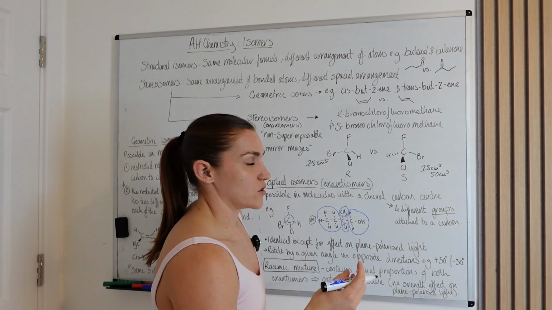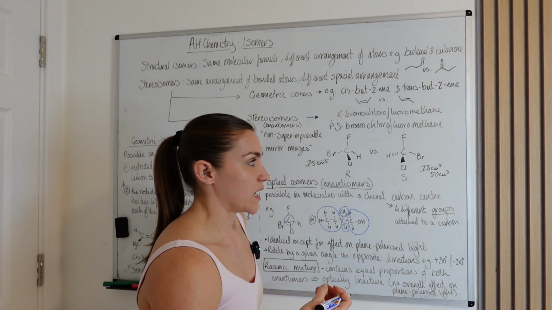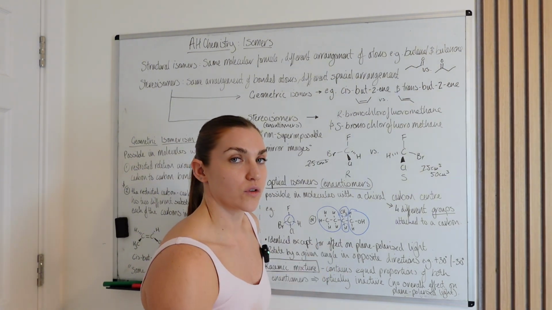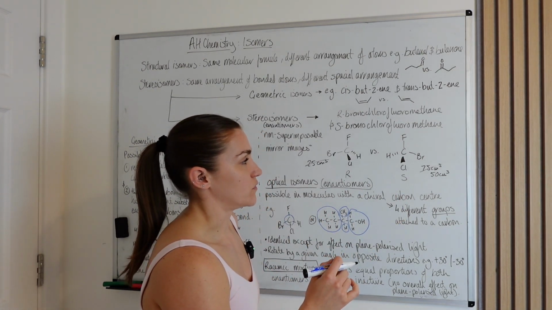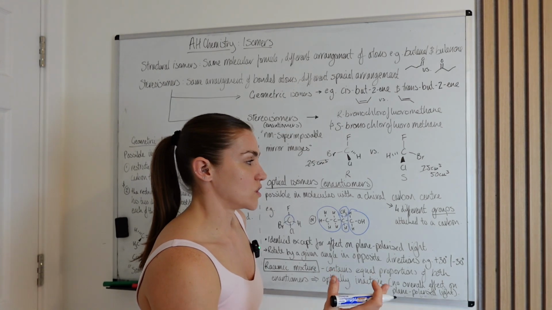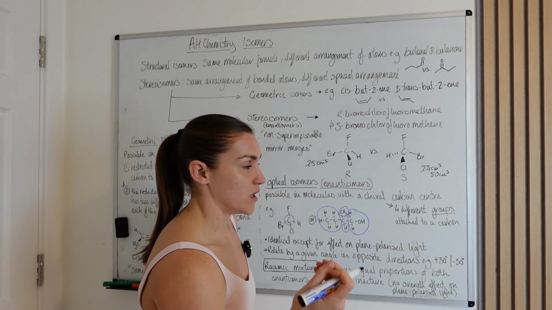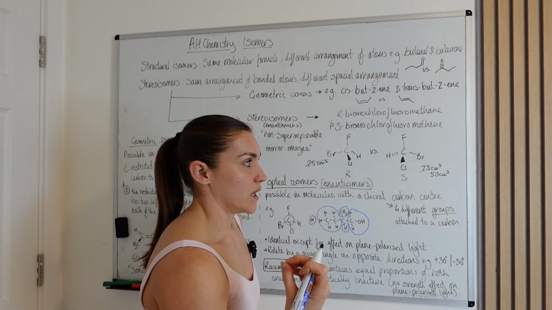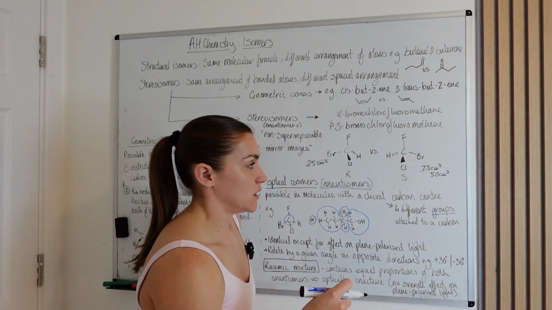So sometimes you're given numbers in the exam where you've got to calculate an overall rotation of the light, and it is just to do with the proportions of the enantiomers that you have. So just look to see which enantiomer you've got in excess, and then there should be enough information there for you to work out how much rotation will actually be perceived.